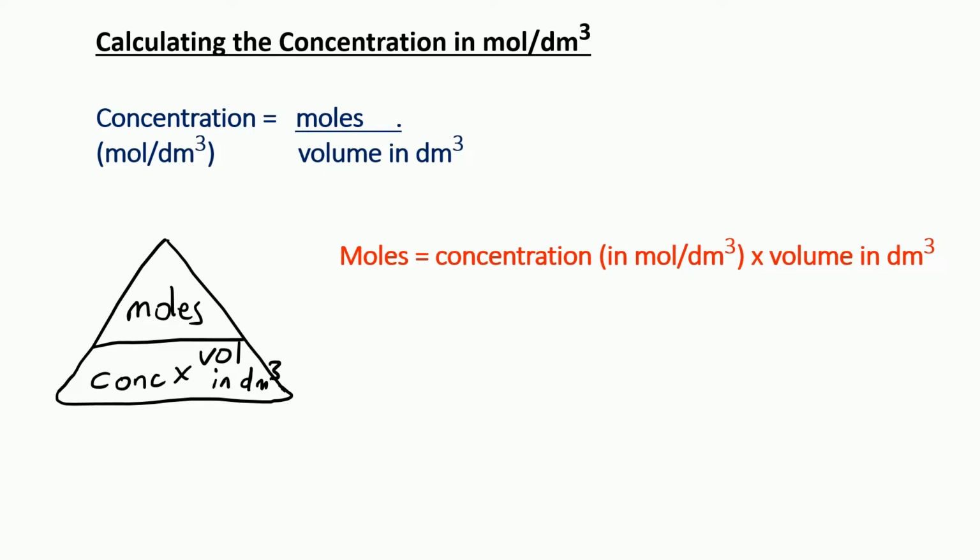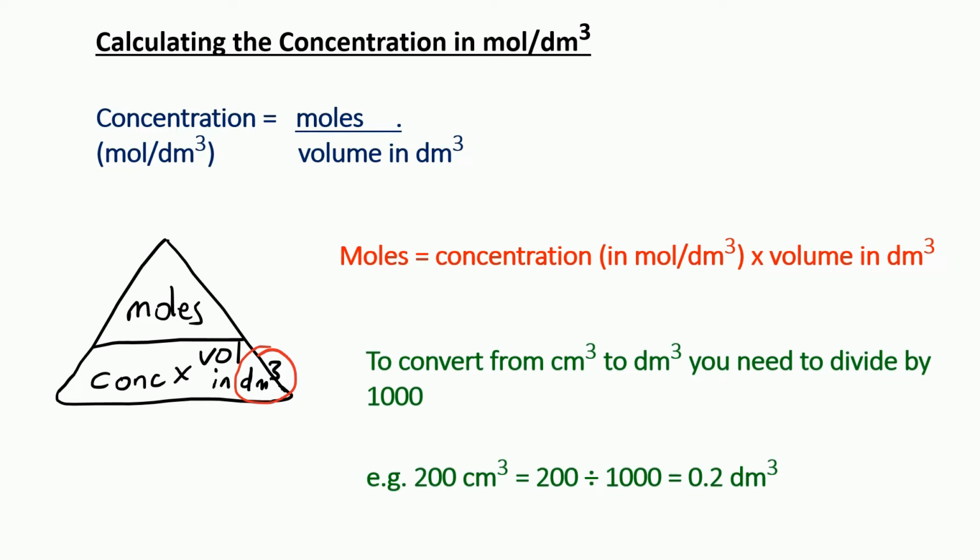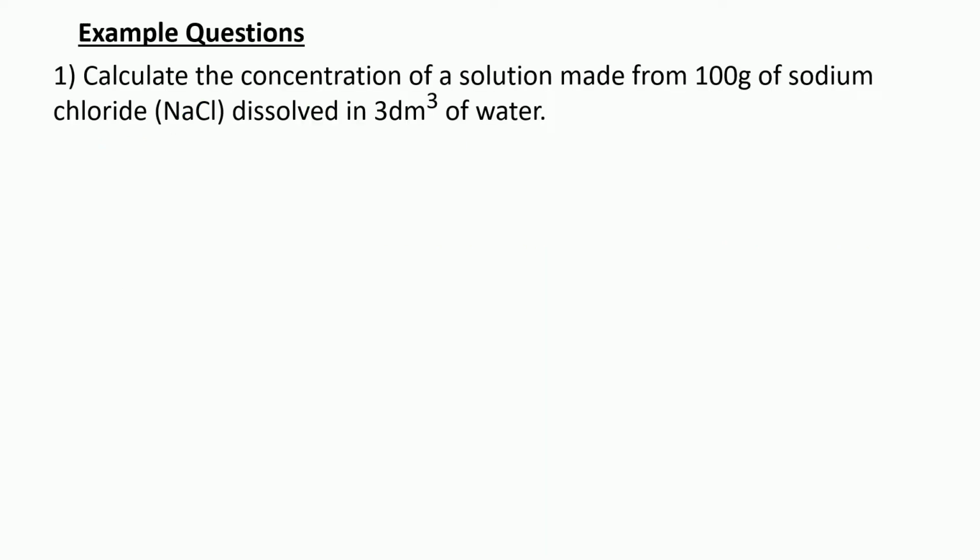And once again, I can't stress enough how much we need to realise the volume is in dm cubed. So to change from cm cubed to dm cubed, you divide by 1000. So 200 cm cubed, once we divide by 1000, would be 0.2 dm cubed. Let's look at some example questions.